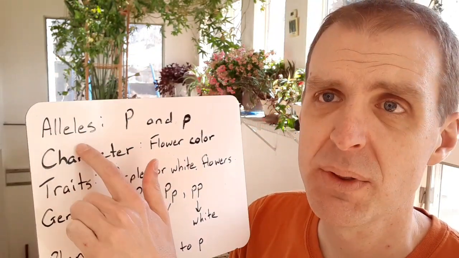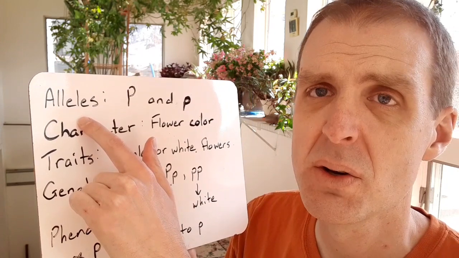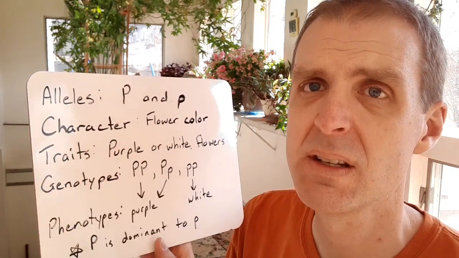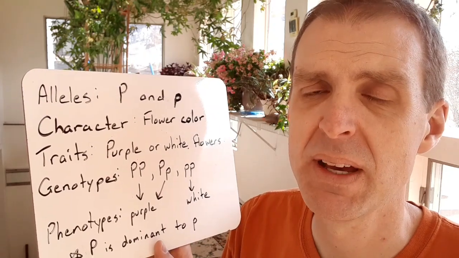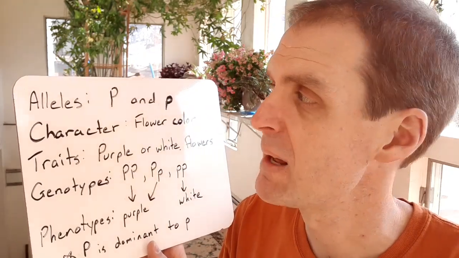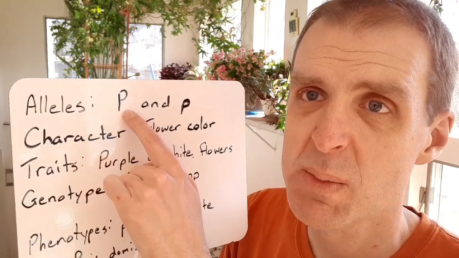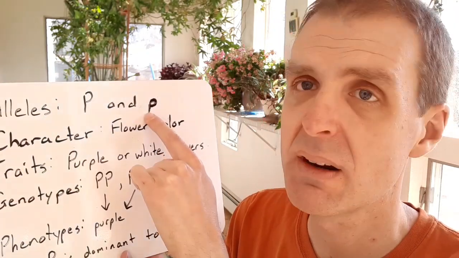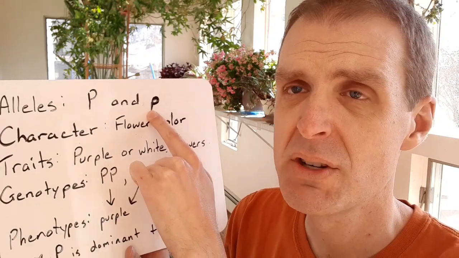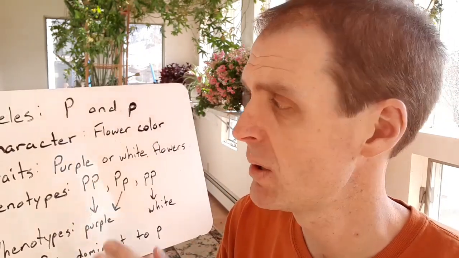So we're going to start off with the word allele. For each gene that's in the genome, there could be different alleles within a population. By that I mean that some organisms might carry the capital P version of the gene and others might carry the lowercase version of the gene, or some might carry a combination.